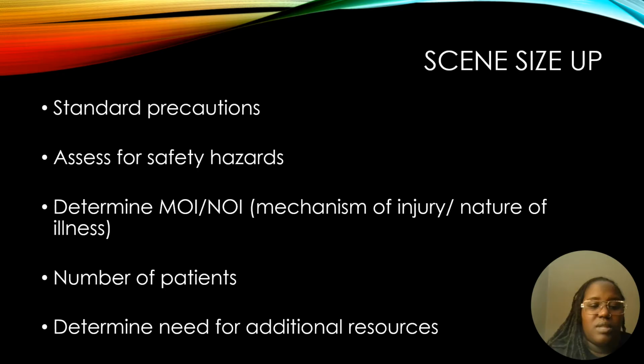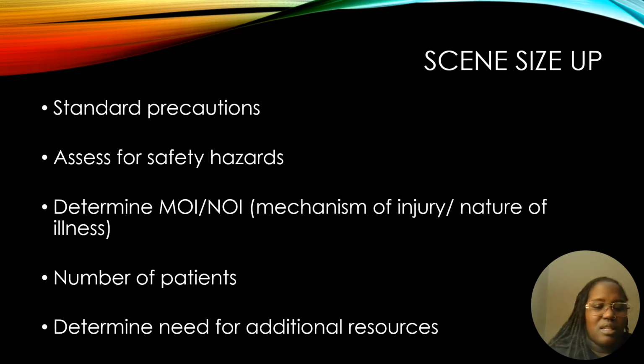We also want to take the time out to determine the mechanism of injury or the nature of the illness for our patient. That way we kind of have an idea of what to expect, what type of injuries to expect, what type of treatments that we may be expecting to give our patient. We also want to look at how many patients do we have, because if we have multiple different patients, that's going to be a mass casualty incident potentially, and we want to make sure that we have the right amount of resources for them. We may be calling in for additional units to come in and help us out.